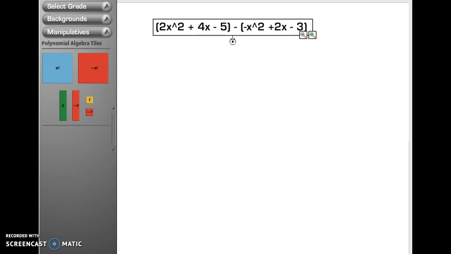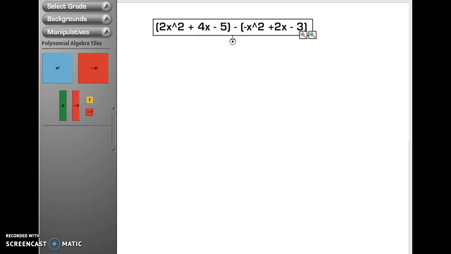Now I have 2x squared plus 4x minus 5, and I want to take away -x squared plus 2x minus 3. I know you know that you need to distribute the negative and that a negative and a negative is this and that. But I don't want us to do that. I want to show you why we're doing what we're doing in subtraction.